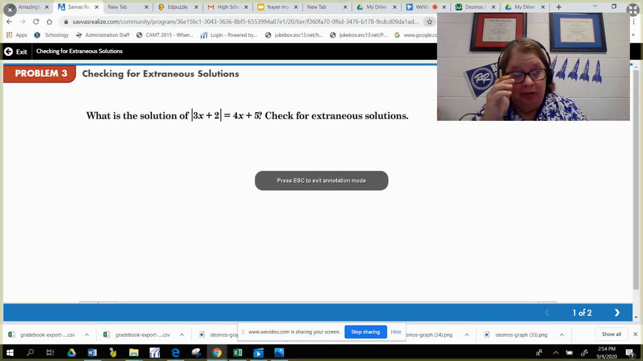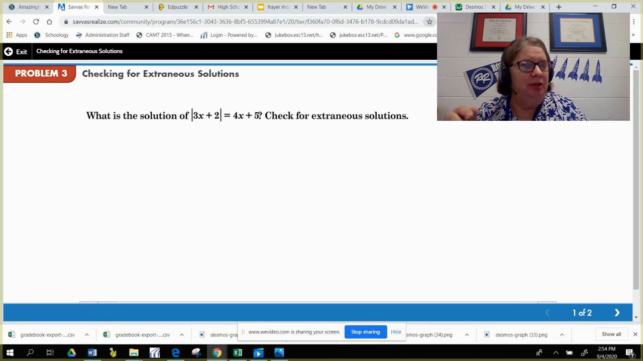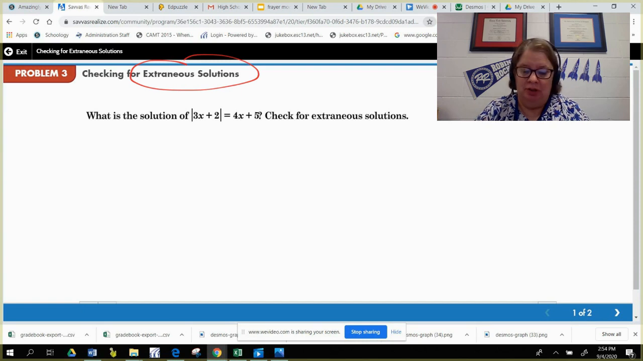When we solve absolute value equations, and as we run into some other types of equations this year, we're going to see that sometimes we have the possibility for something called an extraneous solution. I'll show you what that means. It says, what is the solution of absolute value of 3x plus 2 equals 4x plus 5? Check for extraneous solutions. So what do we know about solving this?